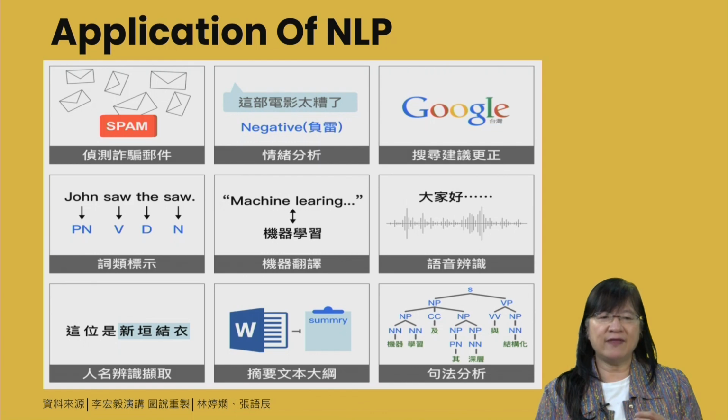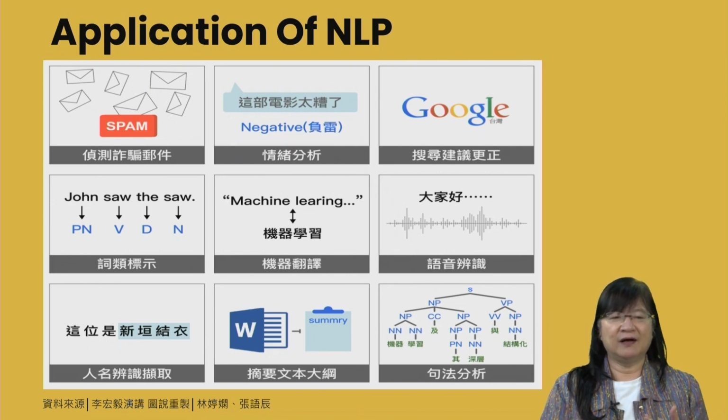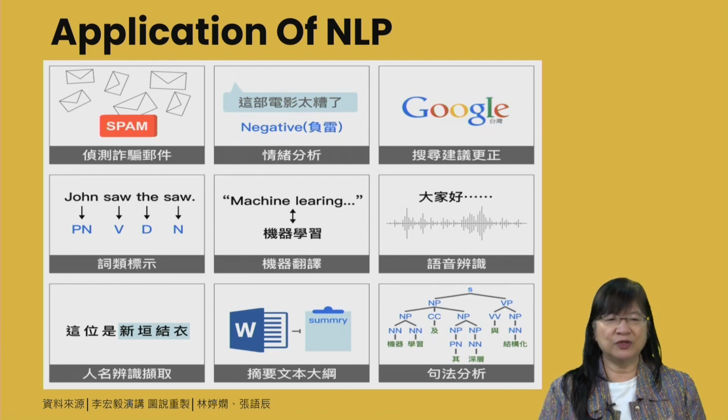And then for NLP, we check the part of speech. I think for language majors, you know this, right? For example, John sold the soul. First, John is a noun. Sold is a verb. The is a determiner, and soul is a noun. So from here, you can see that we try to define or analyze the words to find out their meaning and their parts of speech.